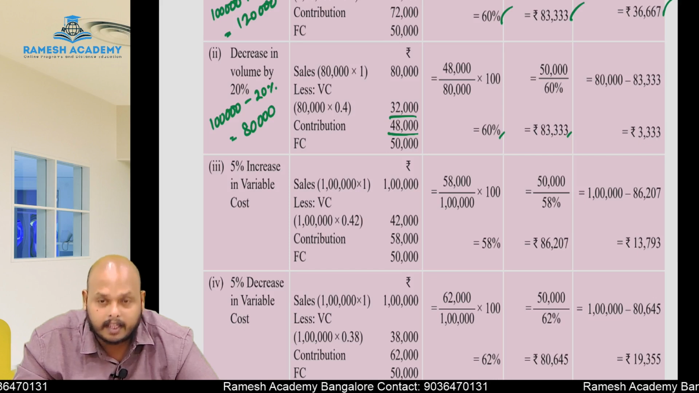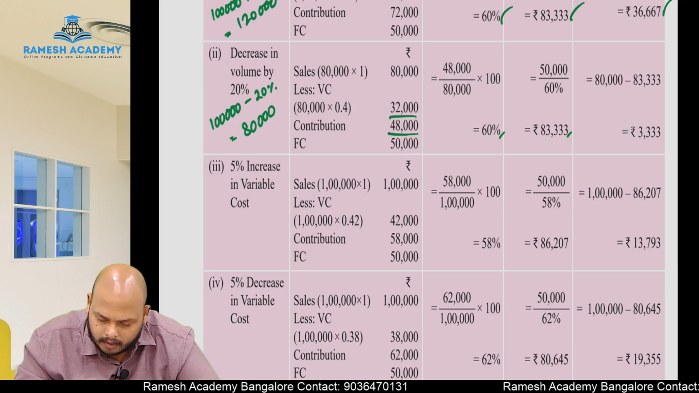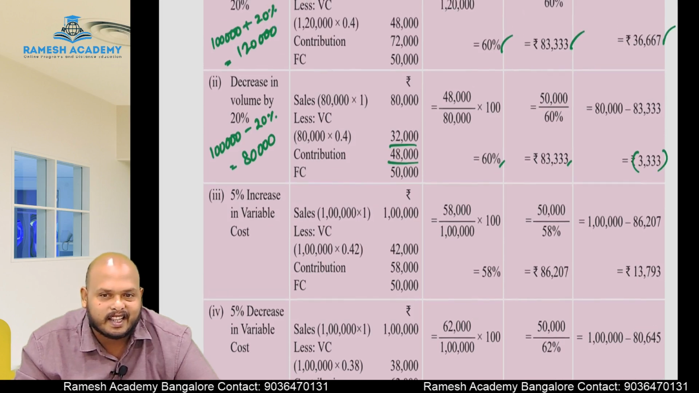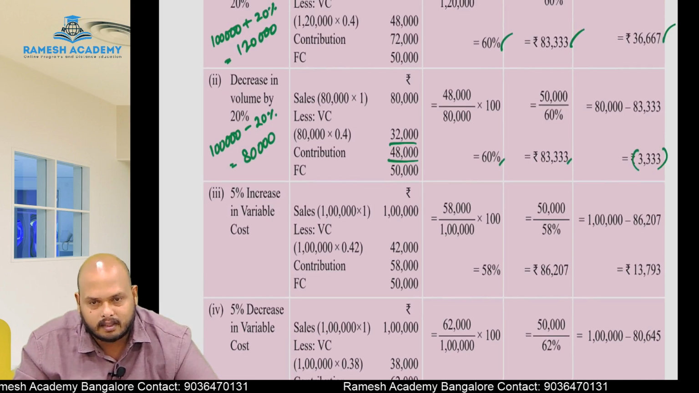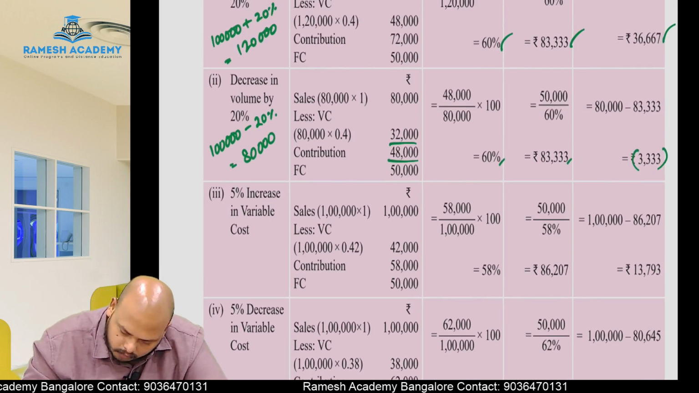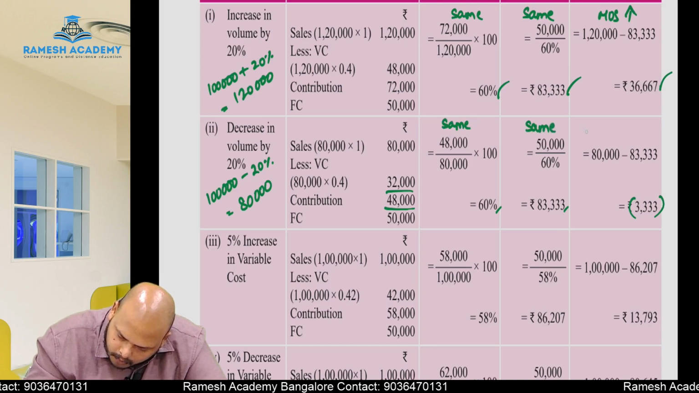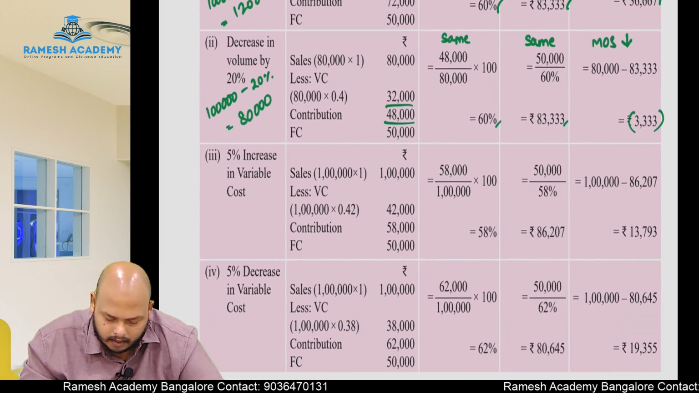Margin of safety is 80,000 minus 83,333. That is nothing but it's going under loss. 3,333 loss. Why? Because break even point is more, sales is less. Okay. So for this, PV ratio is same, break even sales also same, but margin of safety is going down if there is a decrease in sales volume.